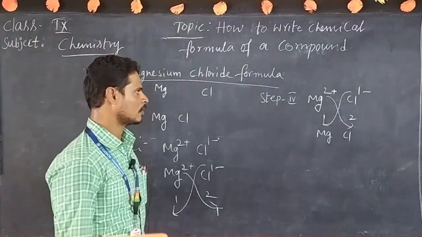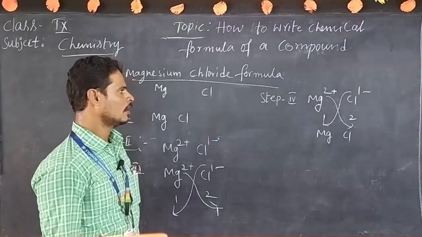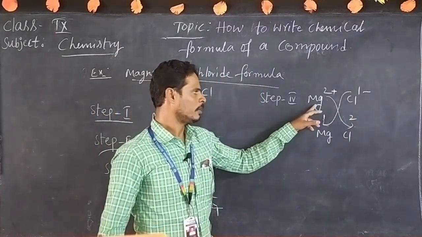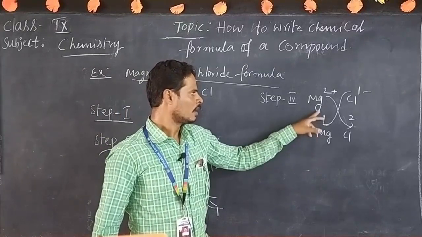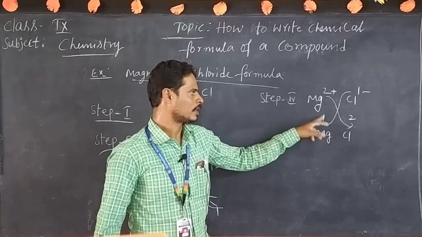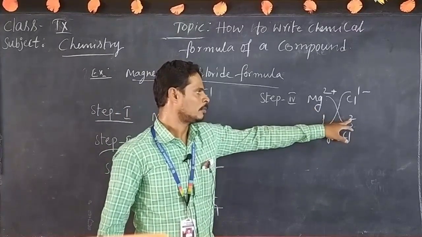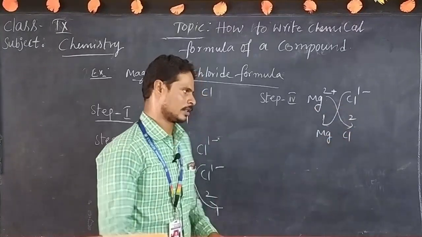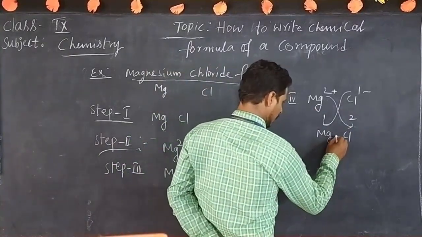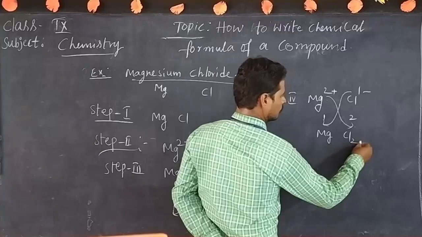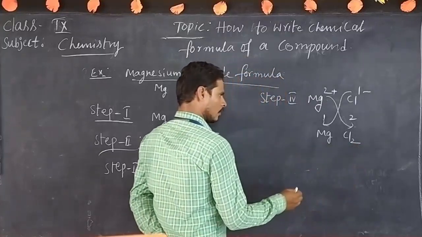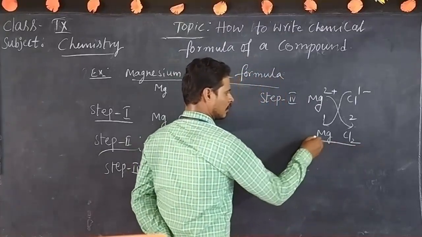What is the formula of magnesium chloride according to the crisscross method? We know that here, how many magnesiums are involved in the formula? How much number is there here? 1. That's why 1 magnesium. But here how much number is there? 2. That's why 2 chlorines. MgCl2. This is the formula of magnesium chloride.